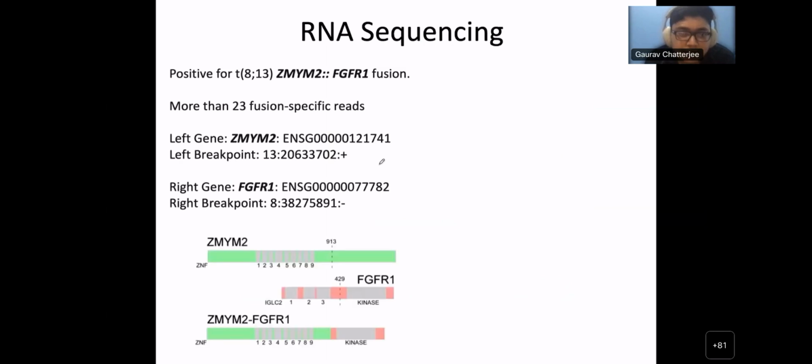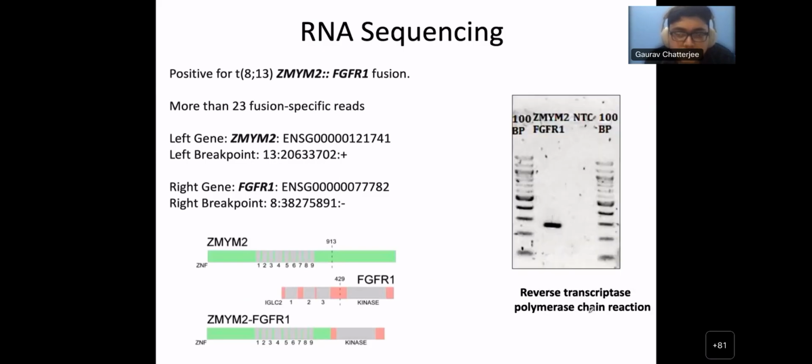We did that and we found this fusion, which is known as ZMYM2-FGFR1 fusion. This was confirmed using reverse transcriptase PCR as well. You can see this band here in this case.